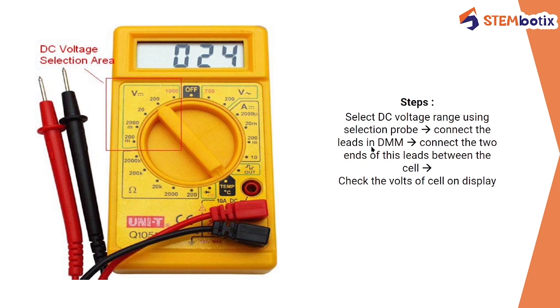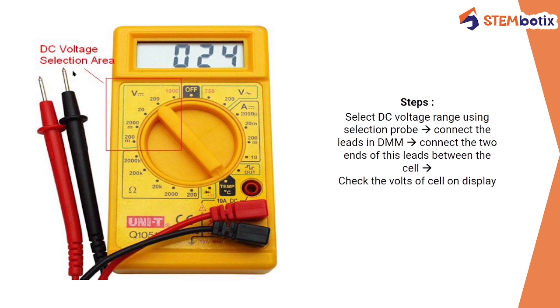So what are the steps? First select the DC voltage range using the selection probe, then connect the leads. First you will connect this common black probe to the common port, then you will connect this red probe to this voltage ampere port. Then connect the two ends of these leads to the cell.